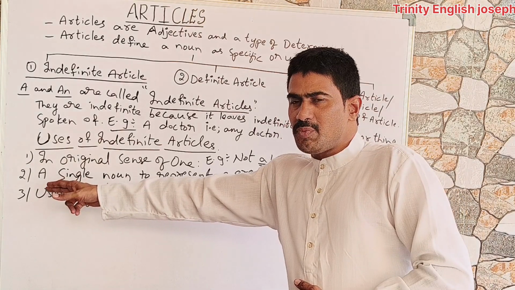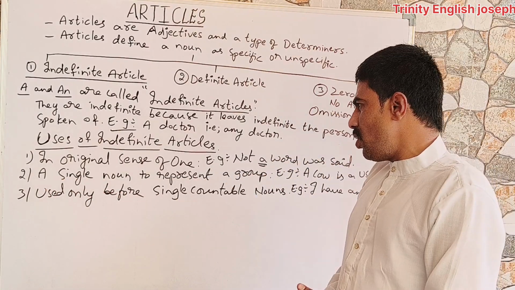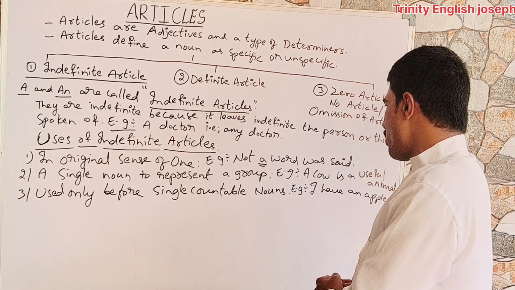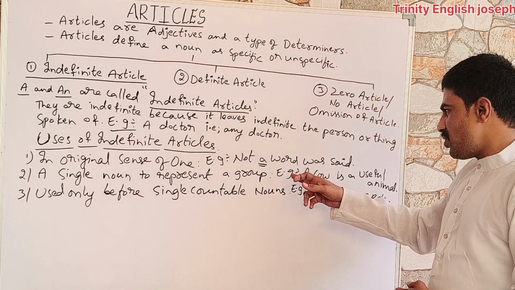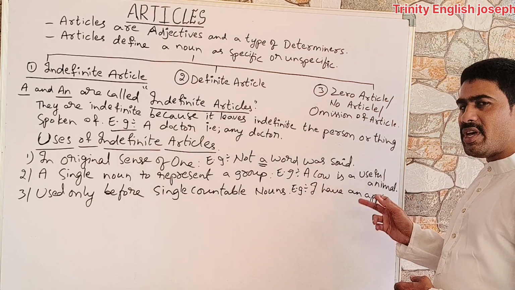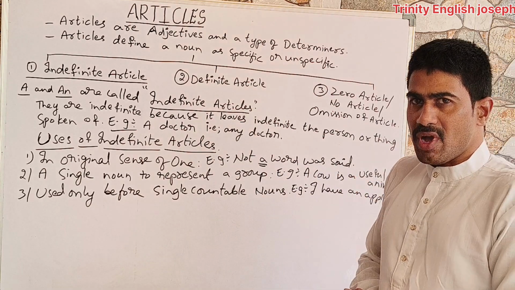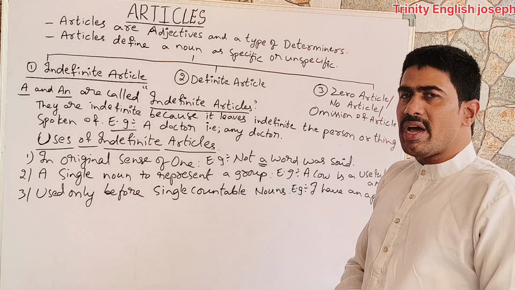Here we speak about a single noun to represent a group. So we are using a single noun to represent a group. If you look at the example, a cow is a useful animal. A cow here means the whole group of cows; they refer to it with this a cow.